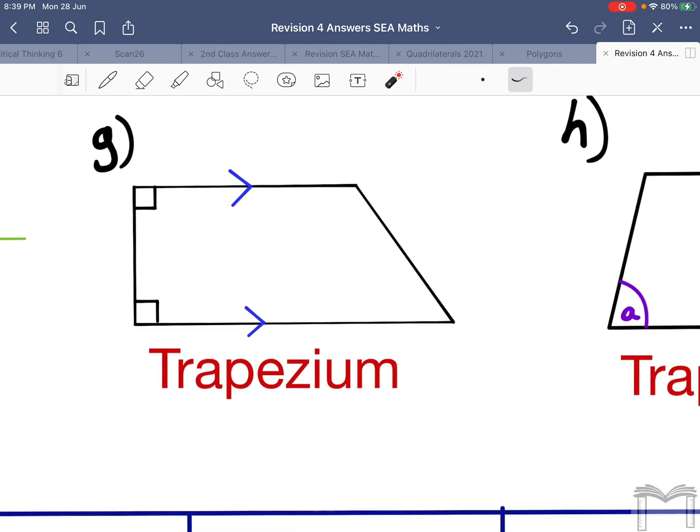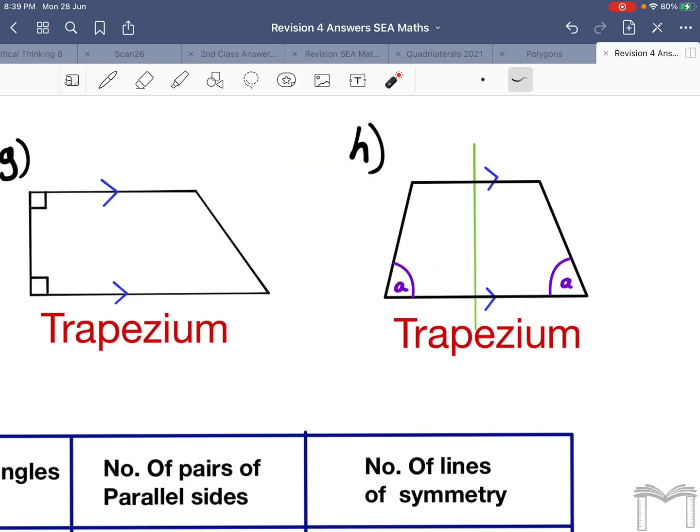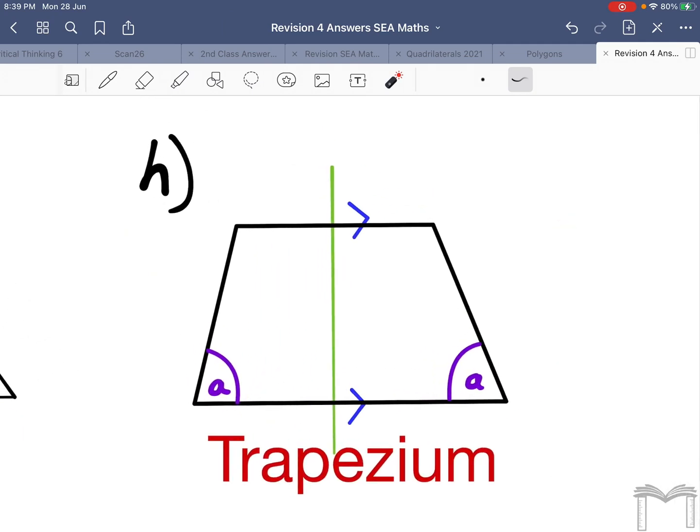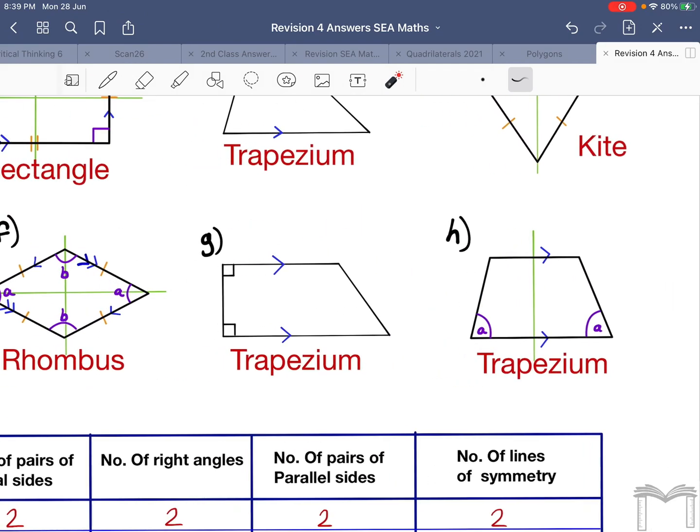G. This is a trapezium because it has 1 pair of parallel lines. This particular one has 2 right angles. And the last one is also a trapezium. We have 2 of the base angles being equal, one line of symmetry, and of course one pair of parallel sides.